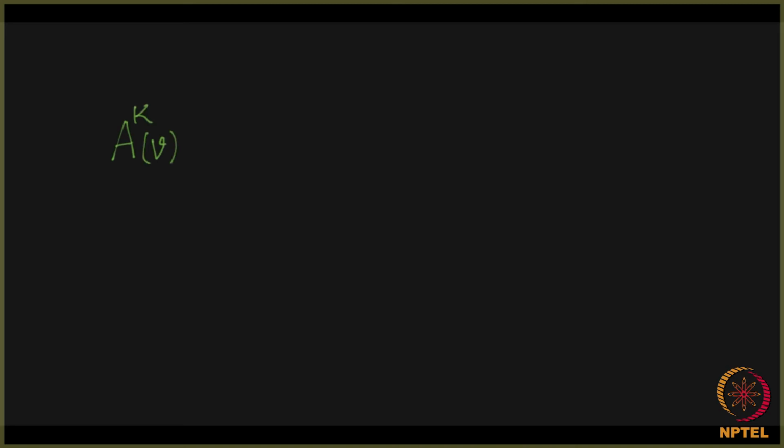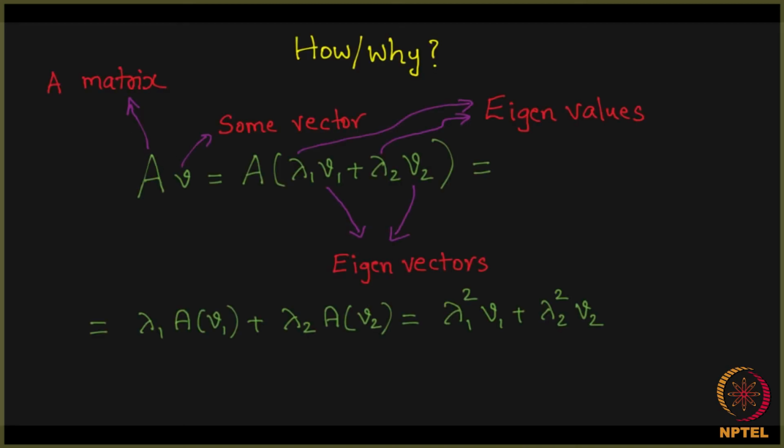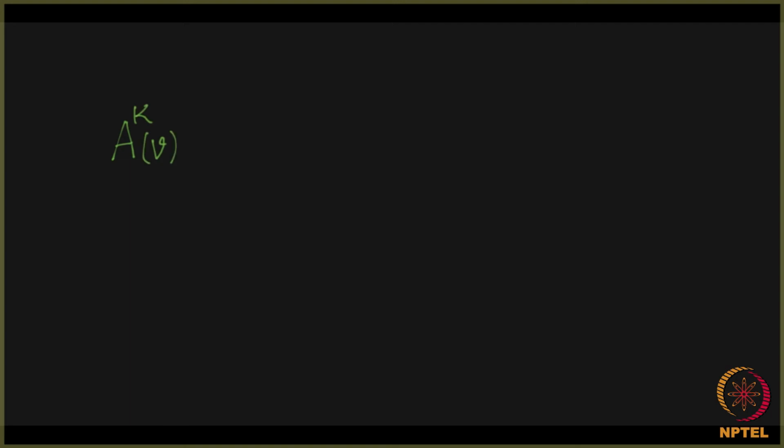As I continue this process, look at my previous slide. I apply A again on this, and I continue to apply A again. What do I get? I repeatedly apply A, which is equivalent to applying A k times on V. I'm talking about a lot of things very quickly, so I suggest that you pause and take a look at what I'm saying. So I'm applying A k times on V, which gives me lambda 1 to the k times V1.